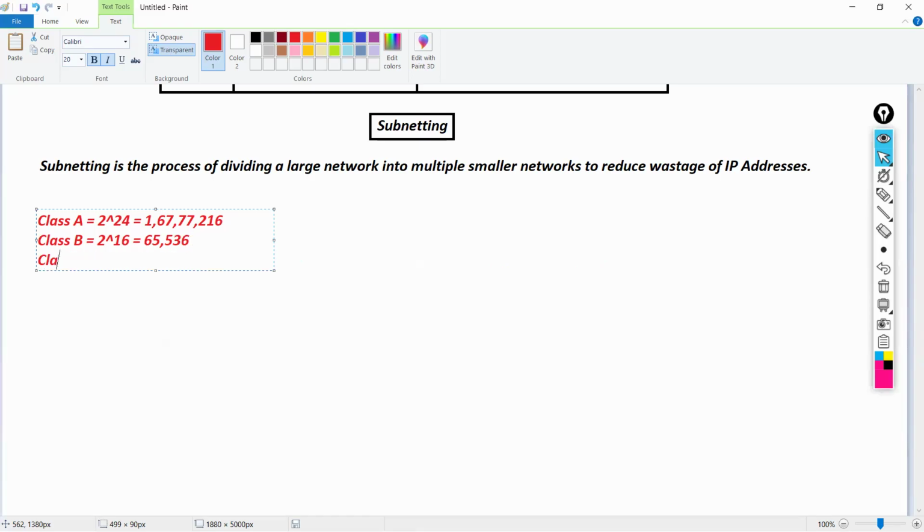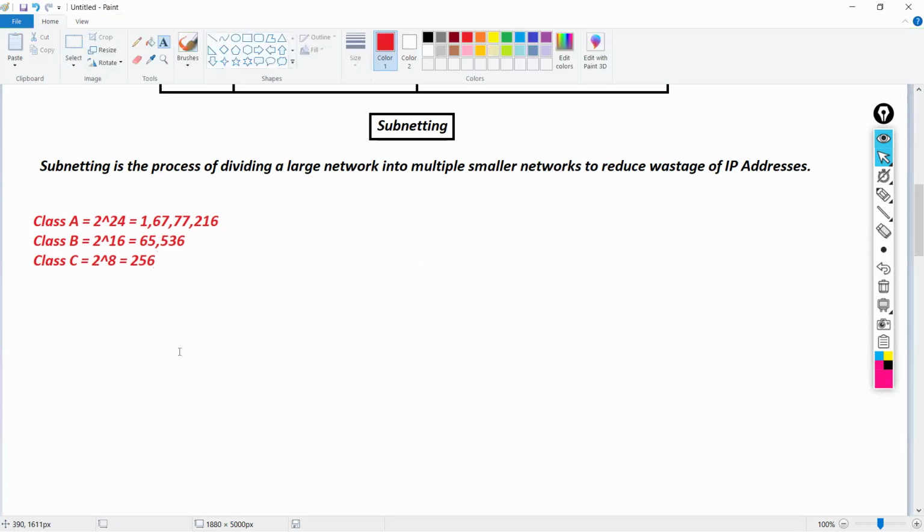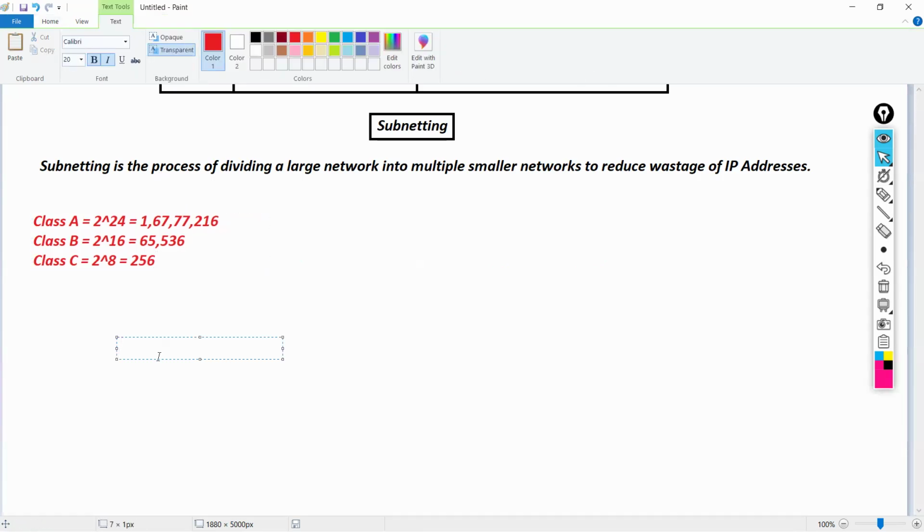Okay. And in case of class C, 2 to the power 8, which equals 256. These are the options I have. Now imagine my requirement is, let's say I have a department and I need 50 systems, 50 IP addresses. What is the smallest option I have? Class C. So in class C, in one network, how many IP addresses will I get? Out of them, how much will I be using? What about the remaining 200 addresses? Waste. Okay, this is still fine.